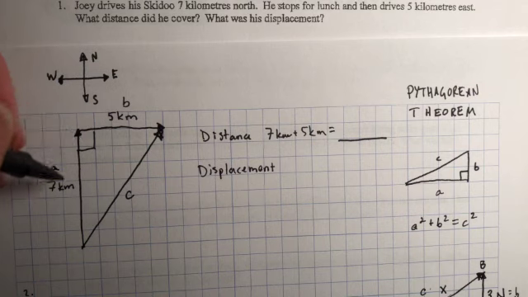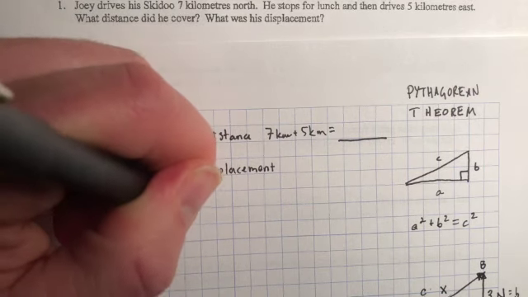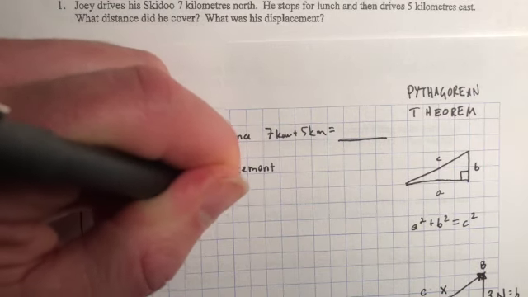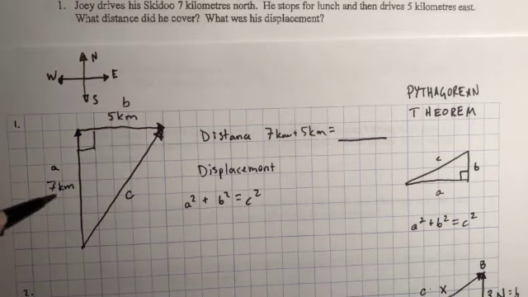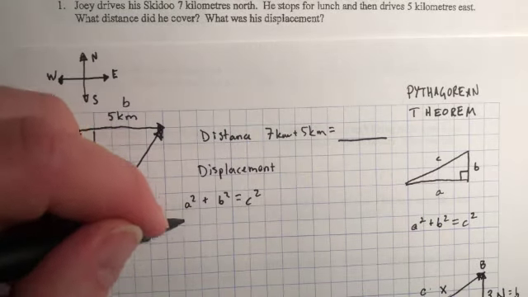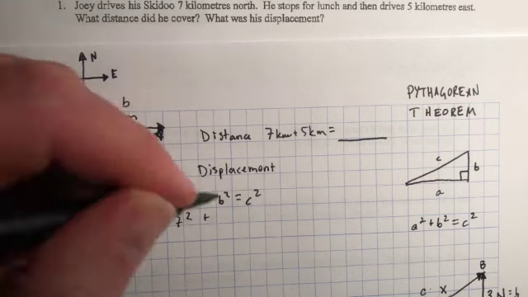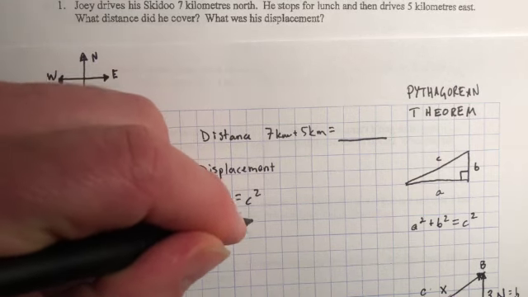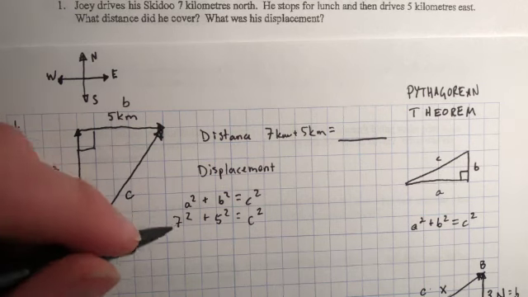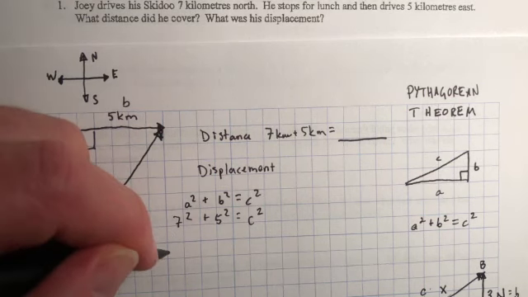We know that, again, A squared plus B squared equals C squared, and in this case, it's going to be 7 kilometers squared plus 5 squared equals C squared. 7 squared is 49.